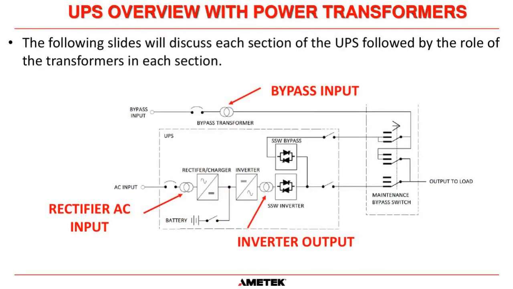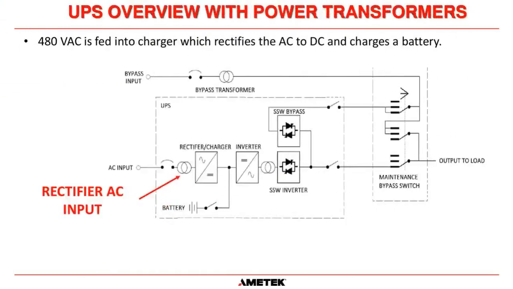From here, we're going to look at a brief overview of a UPS, and I'm going to talk about just the very basics of it first, and then we're going to look at these areas where we put transformers and why we do it. First, we've got a rectifier. Typically, that's 480 volts. There are a few applications that run 208, but they're pretty rare and they're lower power. And a few of our clients run a 600 volt bus, but typically it's 480.